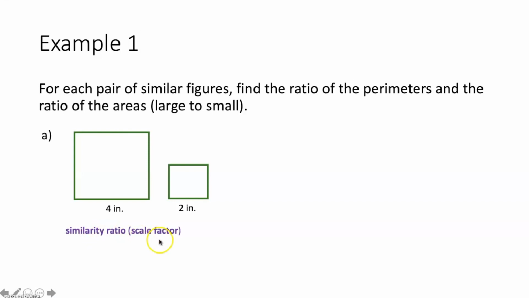So to find our similarity ratio or scale factor, we set up that ratio of the corresponding side lengths. It's going to be 4 inches over 2 inches, and we need to simplify that down. So what is 4 over 2 simplify down to? 2 over 1. This would be our similarity ratio.